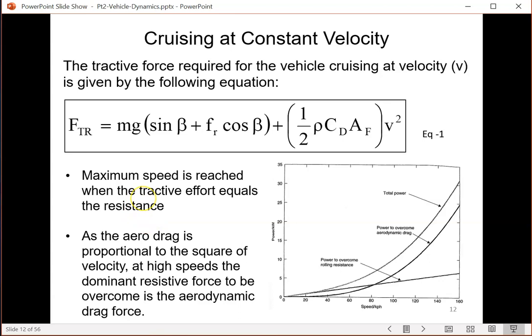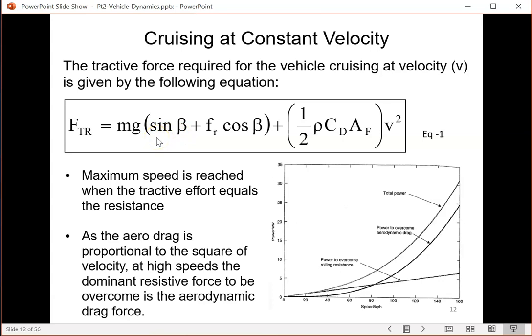So we only have two terms here. But in this case, I'm putting the gradient in there as well, just in case we want to work out the maximum cruise speed on a gradient. So in the equation here, I have mg. If I put mg inside this bracket, so mg times sine beta plus mg times fr cosine beta, and then plus the last bit.